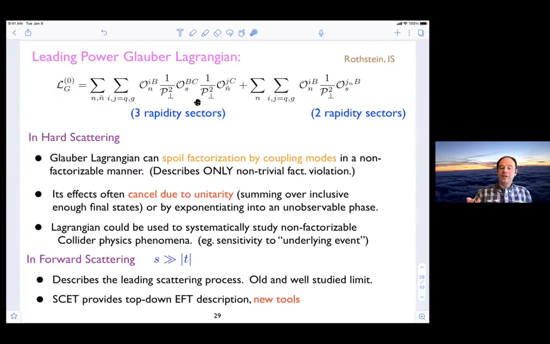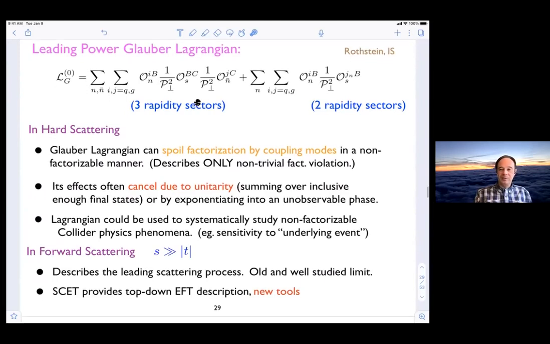You're inclusive enough on the final state particles that you can sum over those final state particles, and then there's a cancellation of these Glauber effects. Or you can think of it in some exclusive process as these Glauber interactions producing a phase, and when you square the amplitude, the phase goes away. So that's giving you at least some rough picture for why these effects might not be so important. But the details would be a talk in itself.